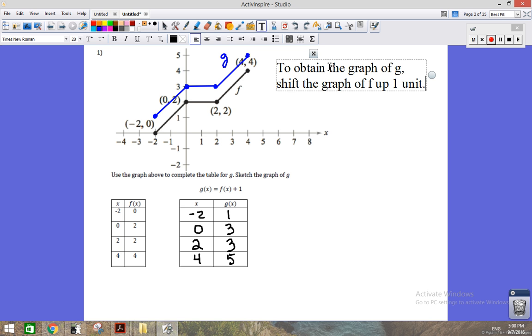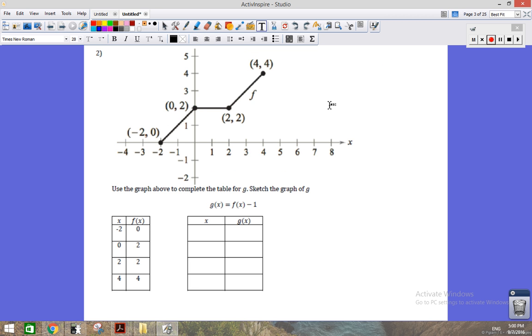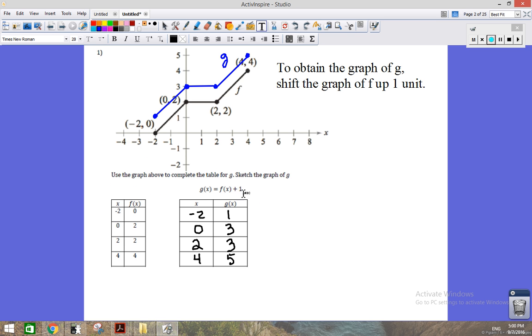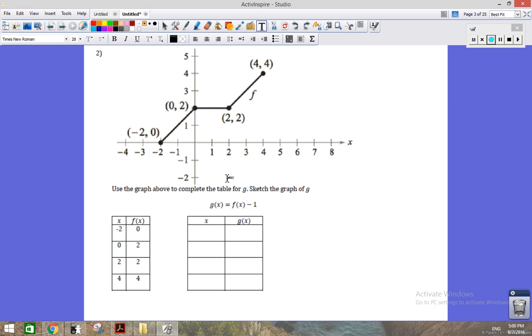And we're done. Let's move on to number 2. Now, again, rather than going through all of that, we can make a comparison and say that this plus 1 increased the y coordinates by 1. So it's logical to recognize that subtracting 1 is going to take these y coordinates and decrease them by 1.